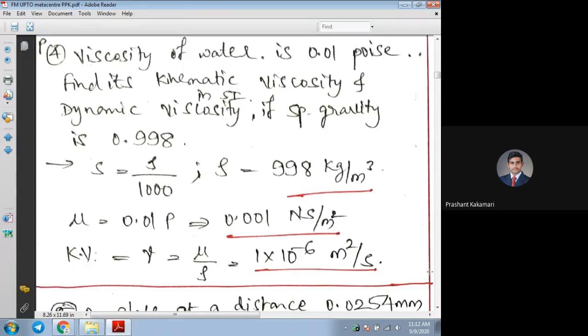All of you write down this problem. I'll give 1 minute to copy it. So once you have written, please reply.